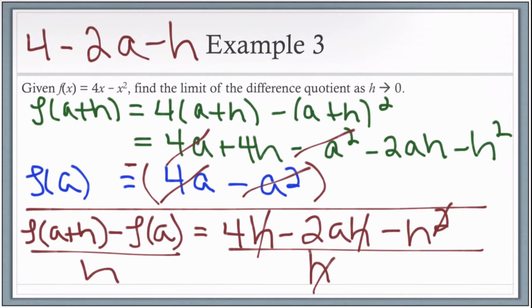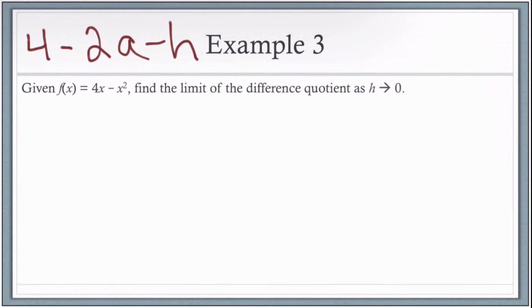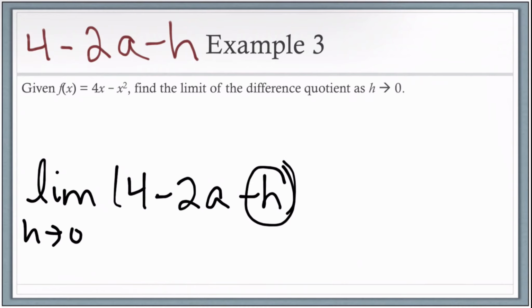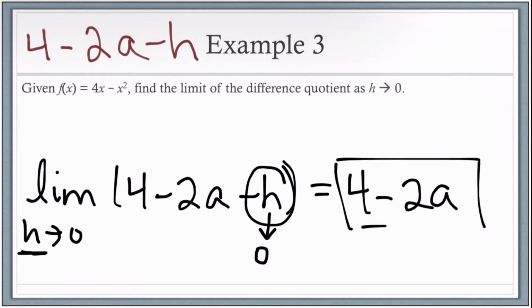The last step here is to take the limit of that difference quotient. So the limit, as h is approaching 0, of 4 minus 2a minus h. Again, the only thing that we're concerned about is the terms that have h in them. The other terms, they stay the same. It's just like pretending a is the number 5. It doesn't really matter what a is, because we're only taking the limit with respect to h as h is approaching 0. Well, as h is approaching 0, we're going to be left with 4 minus 2a. So that's the limit of my difference quotient here.